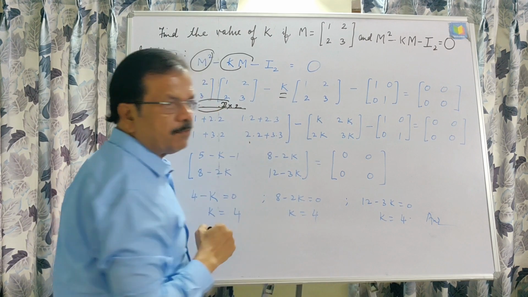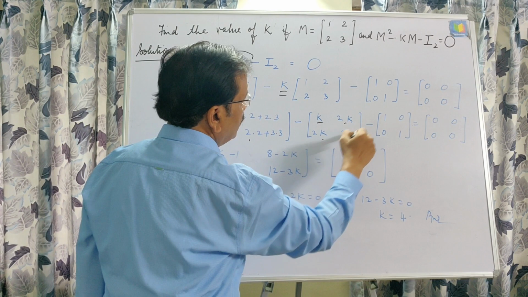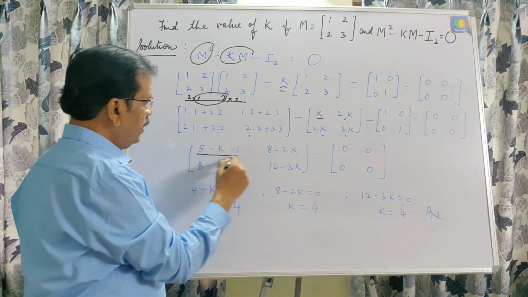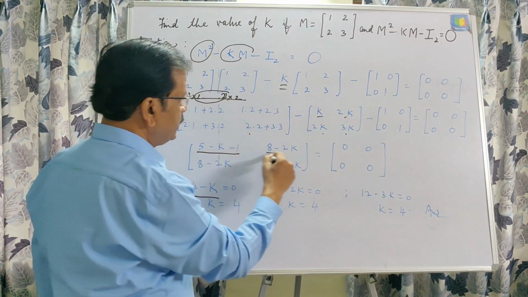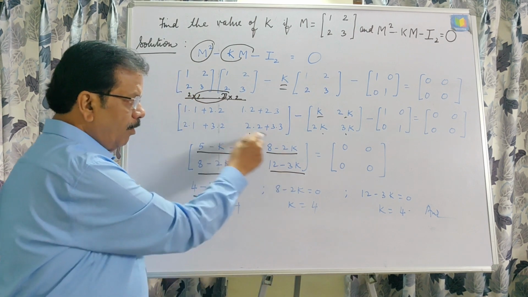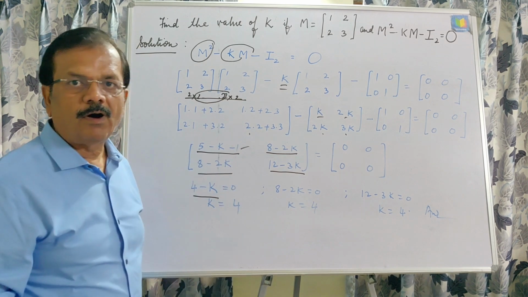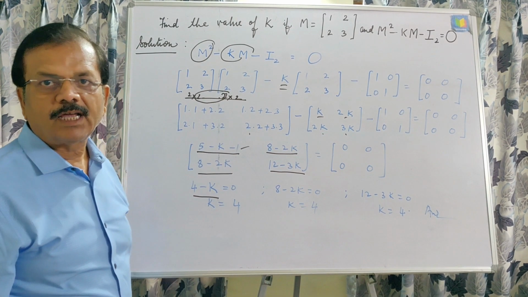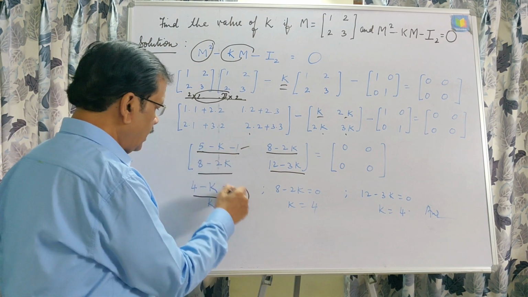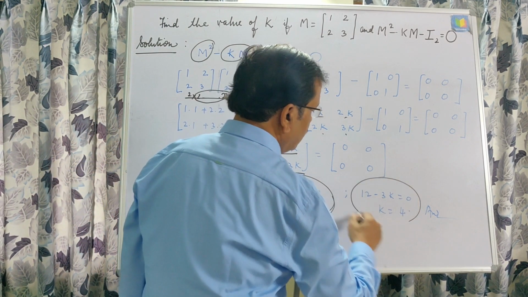This is scalar multiplication, so with each element this k will be multiplied, minus this value. Now after solving, this is coming 4 minus k, and this is 8 minus 2k, 8 minus 2k, 12 minus 3k. In all the elements you can see this is in variable form, and that is why we cannot check our calculation in this type of matrix equation. But here 4 minus k is this, 8 minus 2k is this, and 12 minus 3k is this.